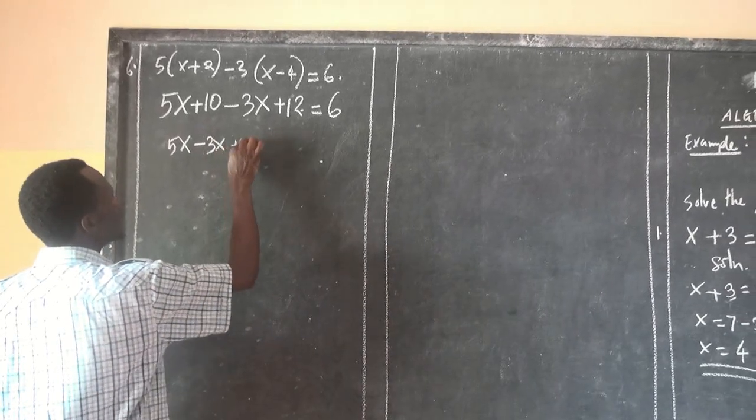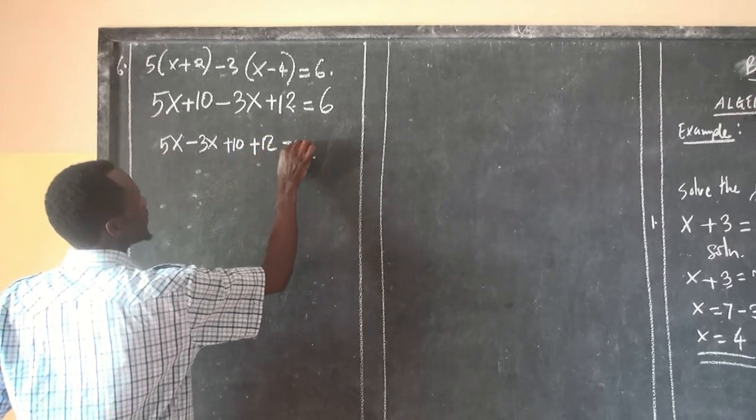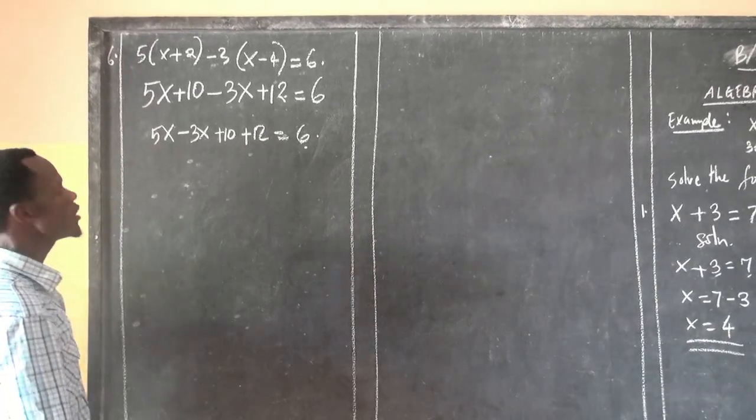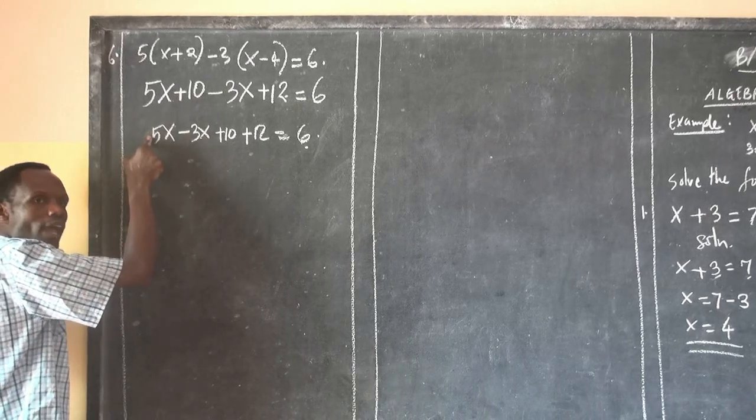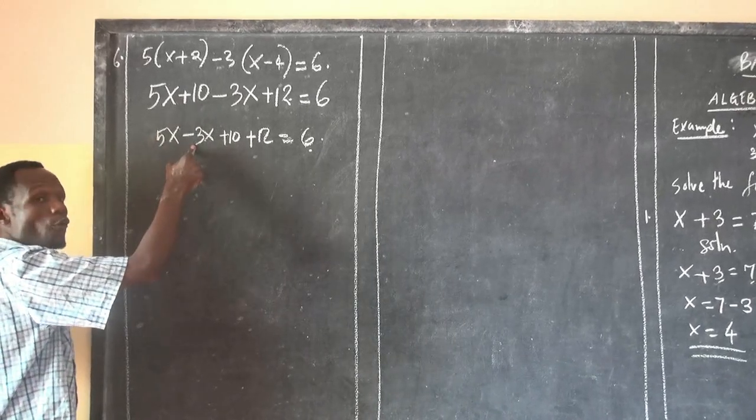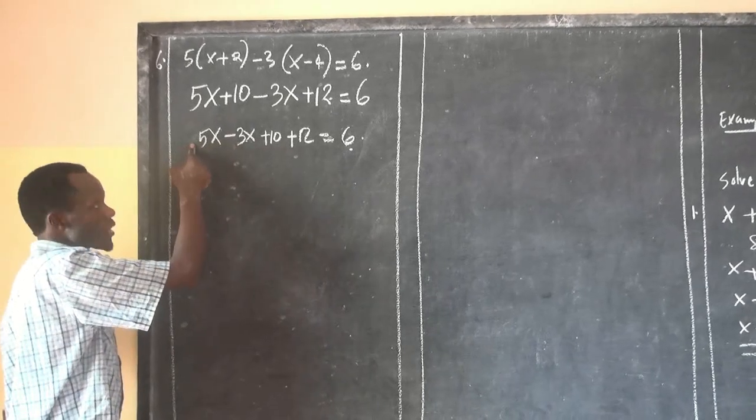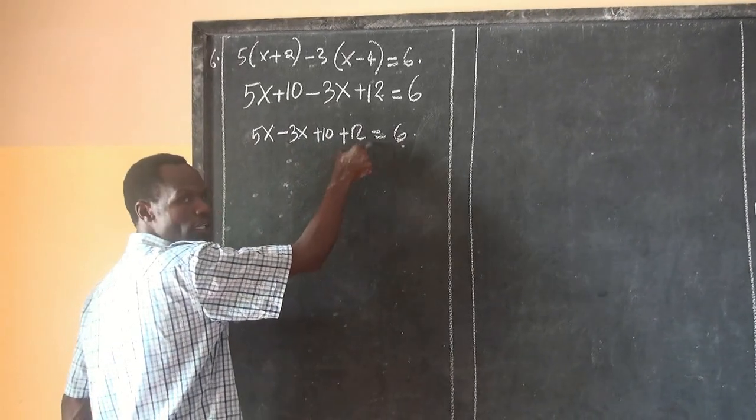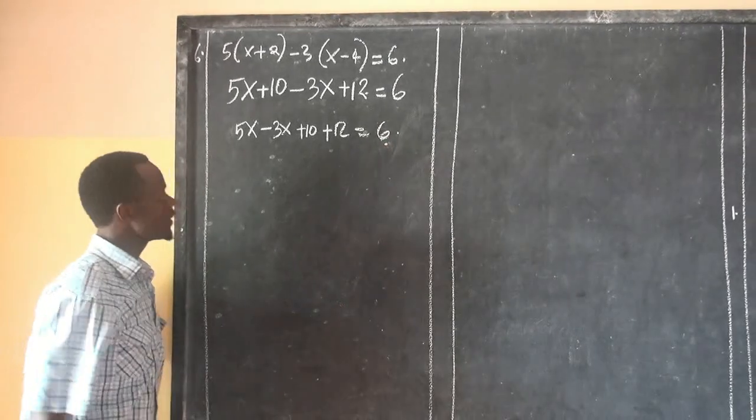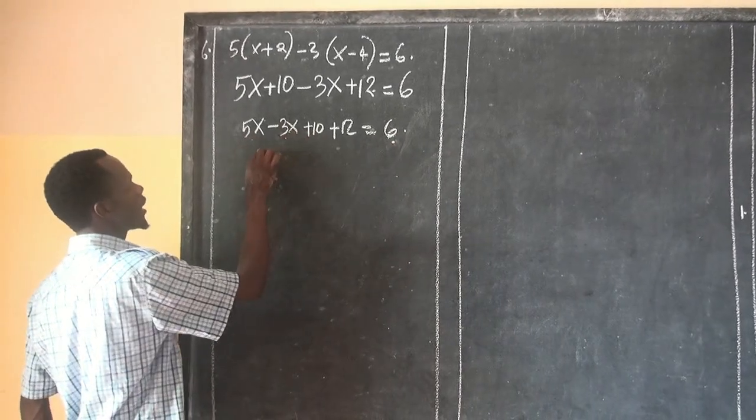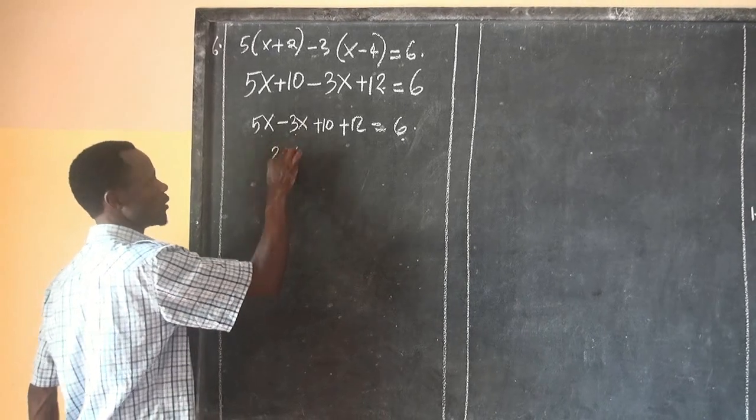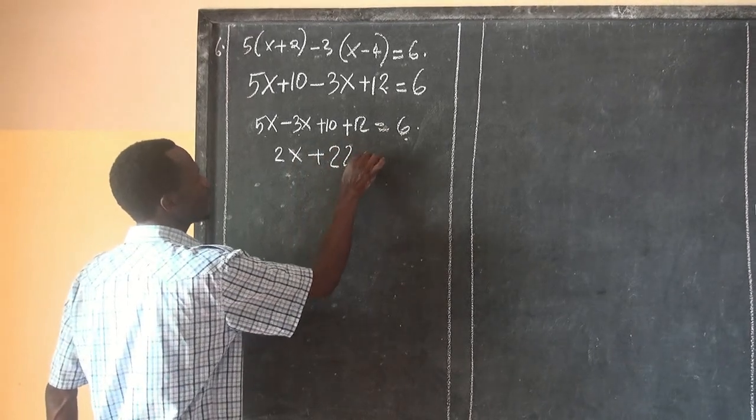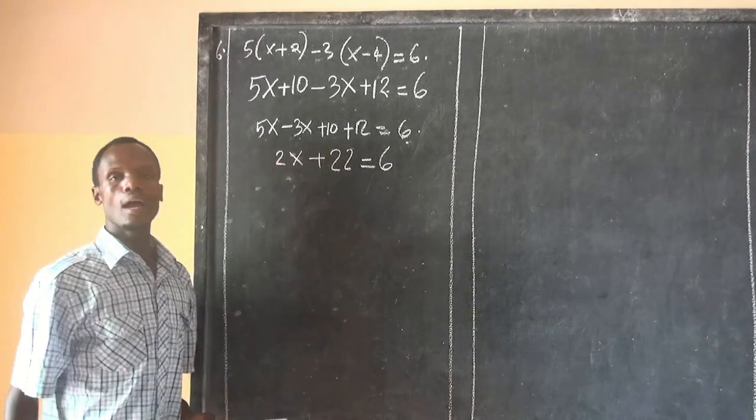Now, then positive 10, positive 12 is equal to 6. In algebra, how are we supposed to read it? We say it is positive 5x, negative 3x. This is how we read algebra: positive 5x, negative 3x, positive 10, positive 12 is equal to positive 6. Now, 5x minus 3x, we get what? 2x. Then 10 plus 12, we get 22. Now it's equal to what? To 6. Are we together?